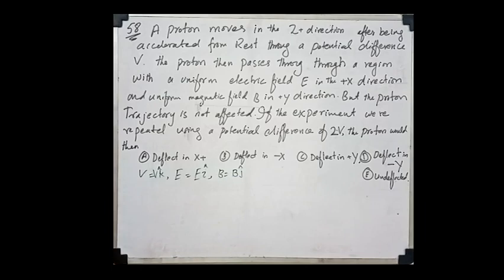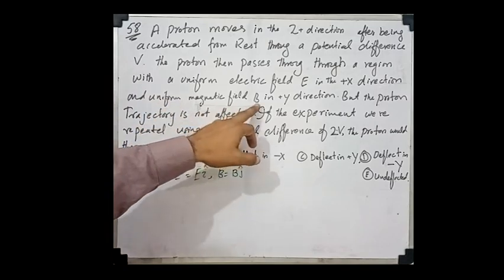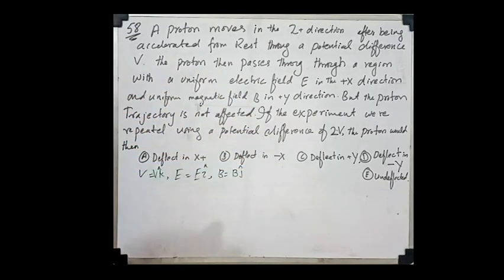Now in the first case, the proton is accelerated due to the potential difference of V, and it moves and enters a region where there is a magnetic field B, but still the proton remains undeflected.